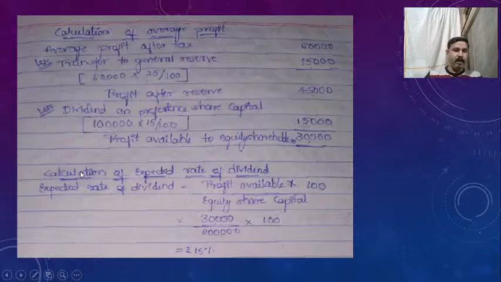Okay, we calculate the expected rate of dividend. Expected rate of dividend equals profit available into 100 divided by equity share capital. This is very, very important. You have to calculate, then only you will arrive at the value as per the yield method. Okay, 30,000 divided by 2 lakh into 100, 15% is the expected rate of dividend by the shareholders.